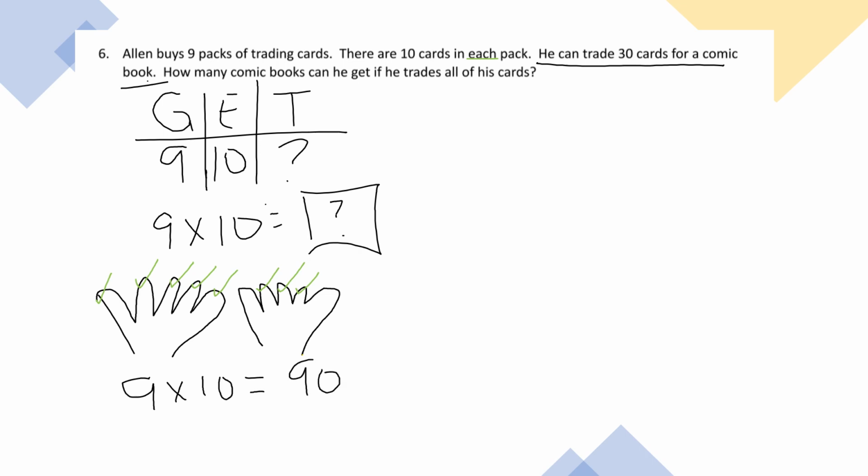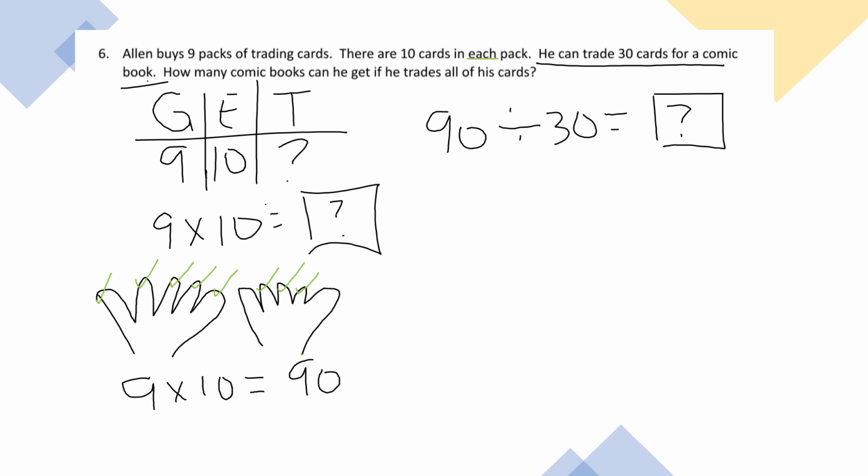All right, so he started out with 90 cards, 90 cards total. He can trade 30 cards for a comic book. So for every 30 cards he trades, he can get 1 comic book. So I need to figure out how many 30s are in 90. And that's division. So that would be 90 divided by 30 equals our new unknown.